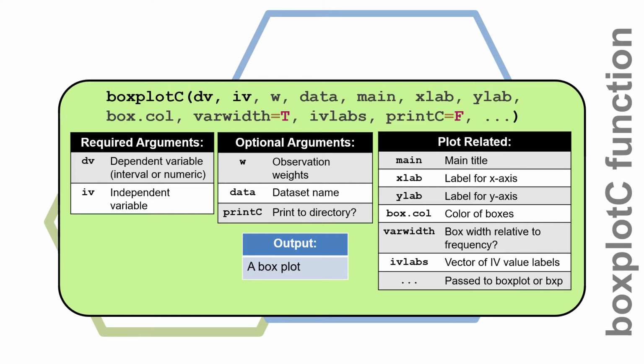The boxplotC function has some standard optional arguments. With boxplotC, you have options to weight observations, specify the dataset name, and whether you want to print the box plot to an HTML file in your working directory. The function also has some standard plot-related arguments like main, xlab, and ylab. I will show you how to use the plot-related arguments named box.col, varWidth, and ivlabs in this video. To see how to use the boxplotC function, let's work through some examples together.